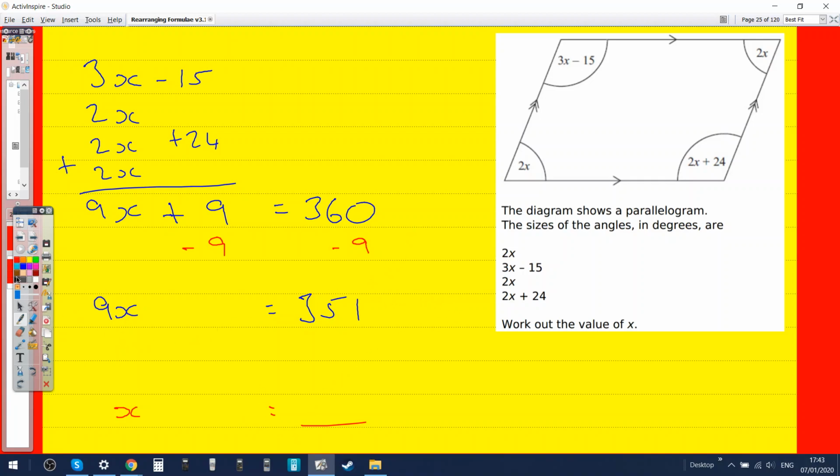And then how do we get x? Divided by 9. Yeah. How many 9s in 35? 3. And that gives us 27, a remainder of 8. How many 9s in 81? 9. Yes. And so the answer is 39. These four angles, when you add them together, you get 9x plus 9. You also should get 360. And so we know that x is 39. Any questions there? Okay.